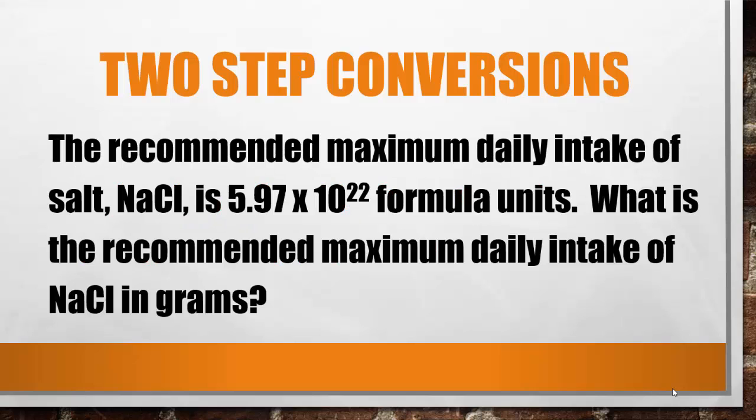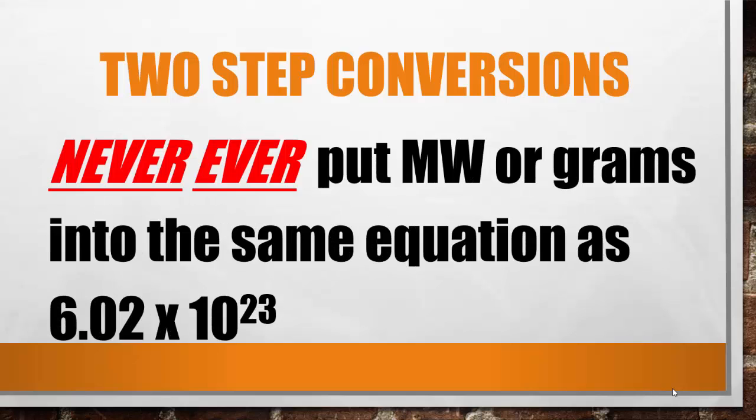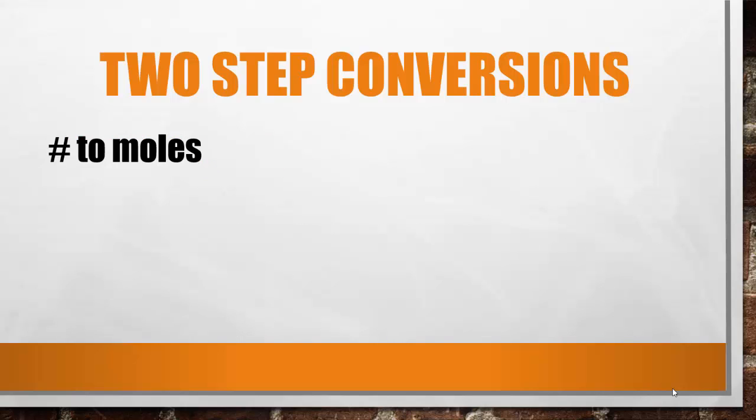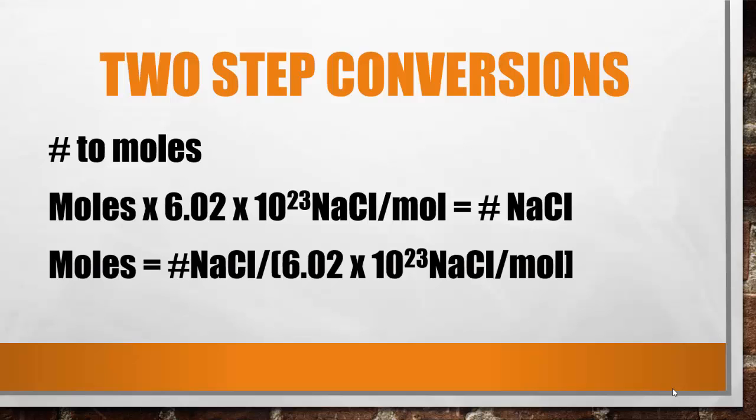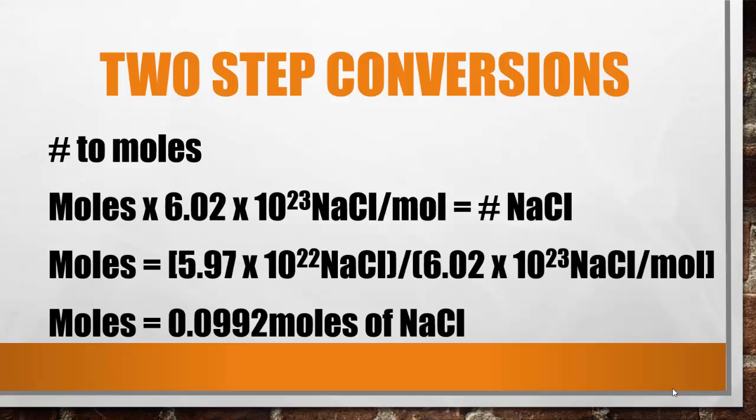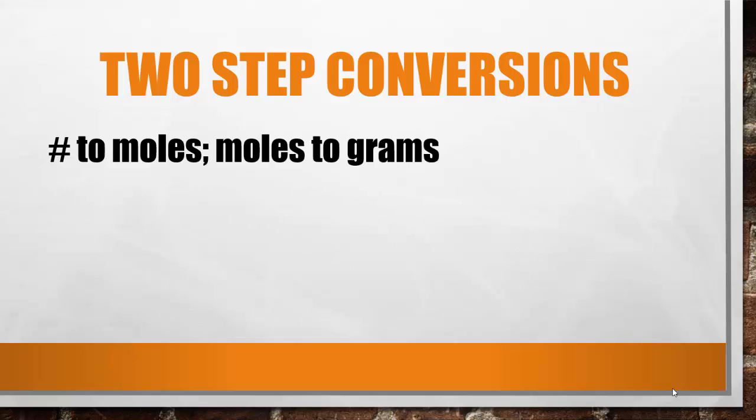Last example: sodium chloride is needed by your body, and it's recommended that you take no more than 5.97 times 10 to the 22 formula units. Given the fact that you can't see the formula units, how are you going to figure out how much you're going to take? Well, we can convert. But remember, never ever put molecular weight or grams into the same equation as 6.02 times 10 to the 23rd. So we're going to go from formula units to moles. We start with this equation, but once again we want to find moles, so we're going to rearrange it to look like this, plug in what we know, and we get this many moles.